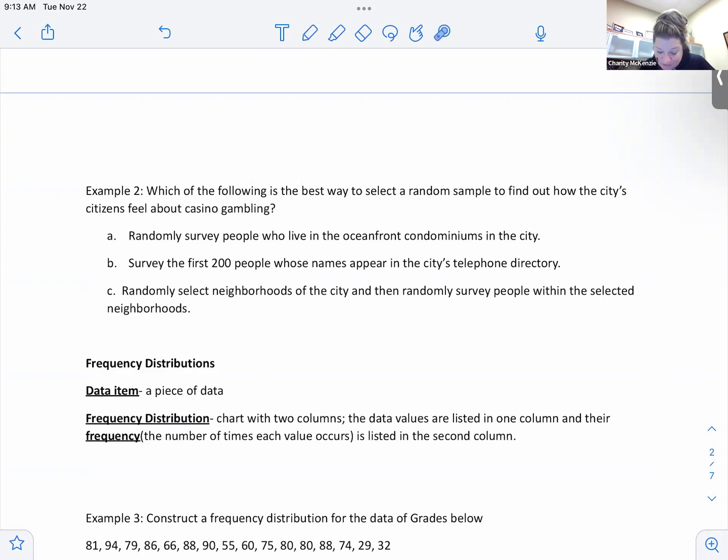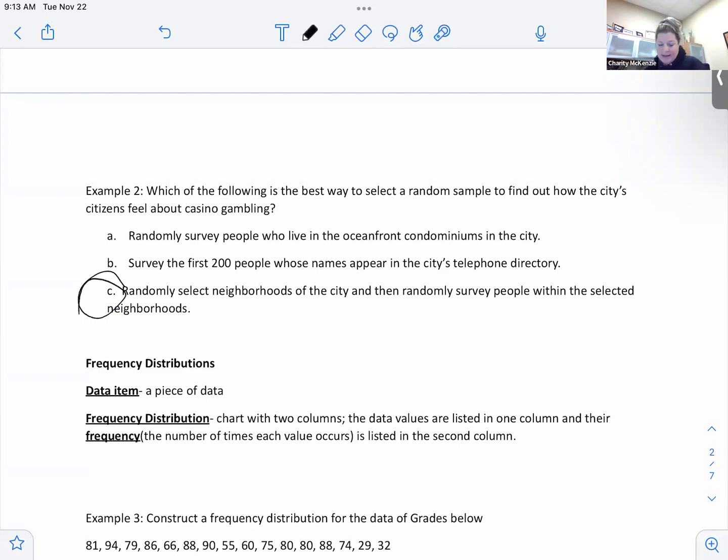Okay, which of the following is the best way to select a random sample to find out how the city's citizens really feel? The first one: randomly survey people who live in the oceanfront condominiums in the city. Survey the first 200 people whose names appear in the telephone directory. No one even has a telephone directory anymore. Randomly select neighborhoods of the city, then randomly survey people within the selected neighborhoods. Which one sounds like you will get the best random sample? I hope you said C.